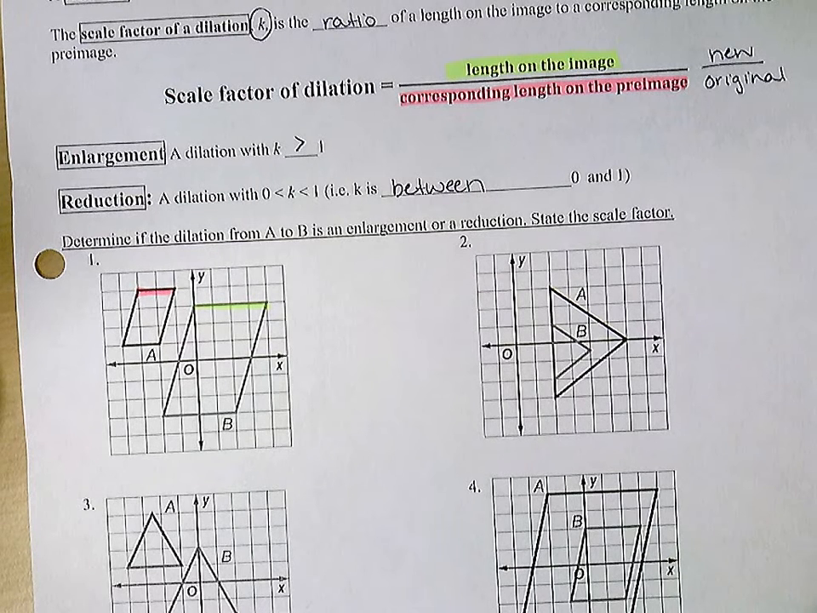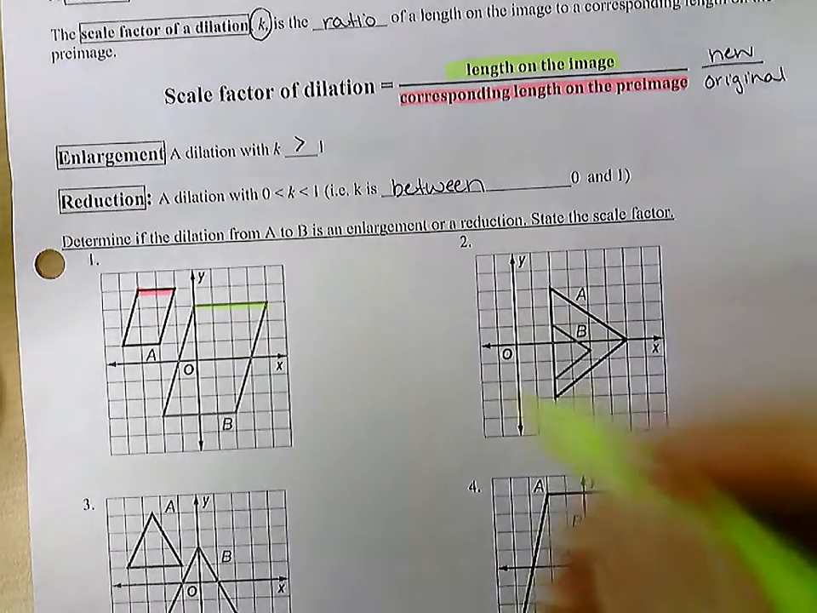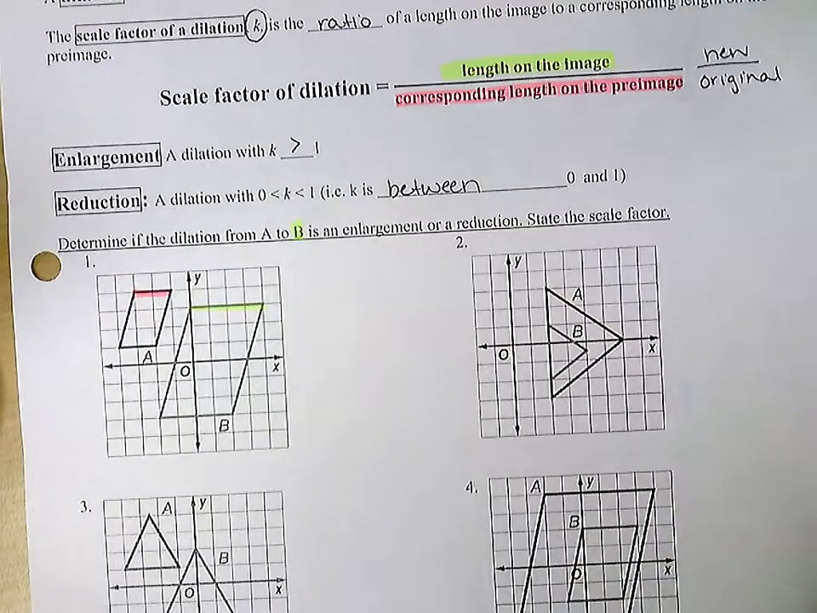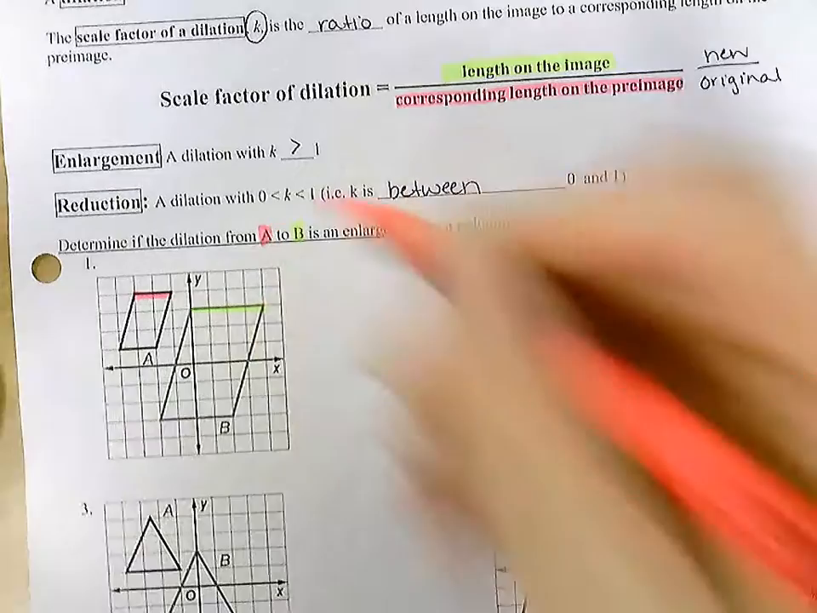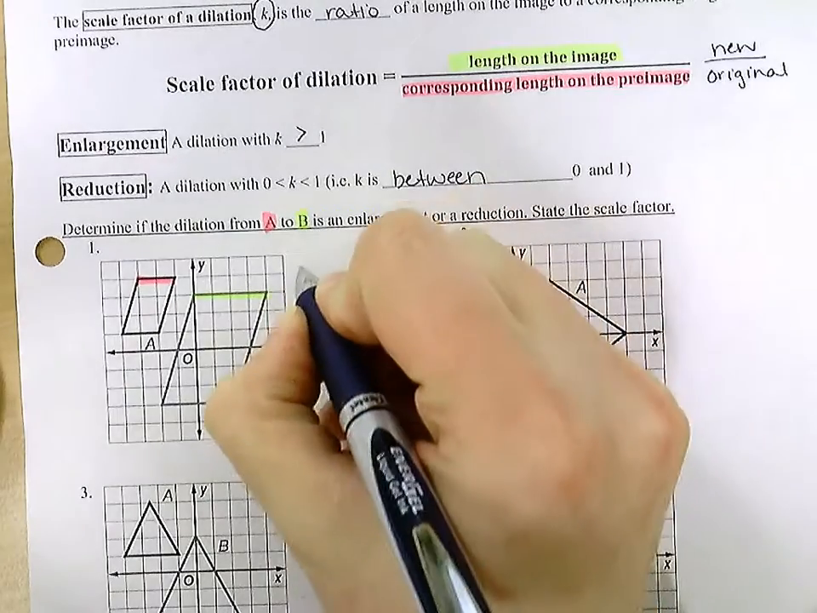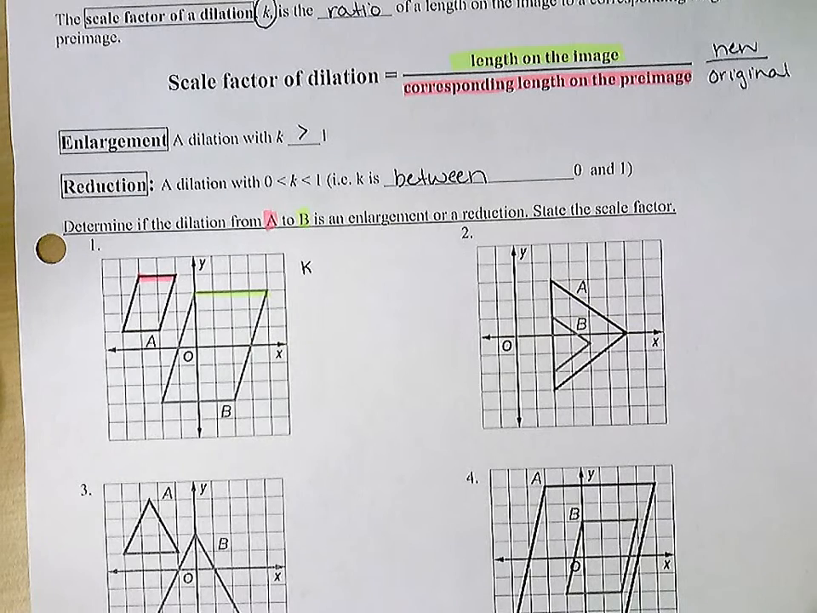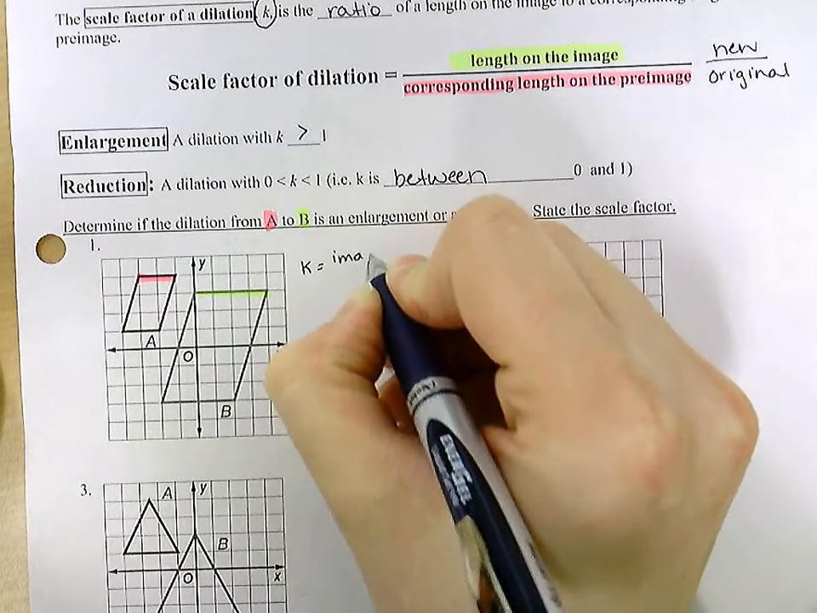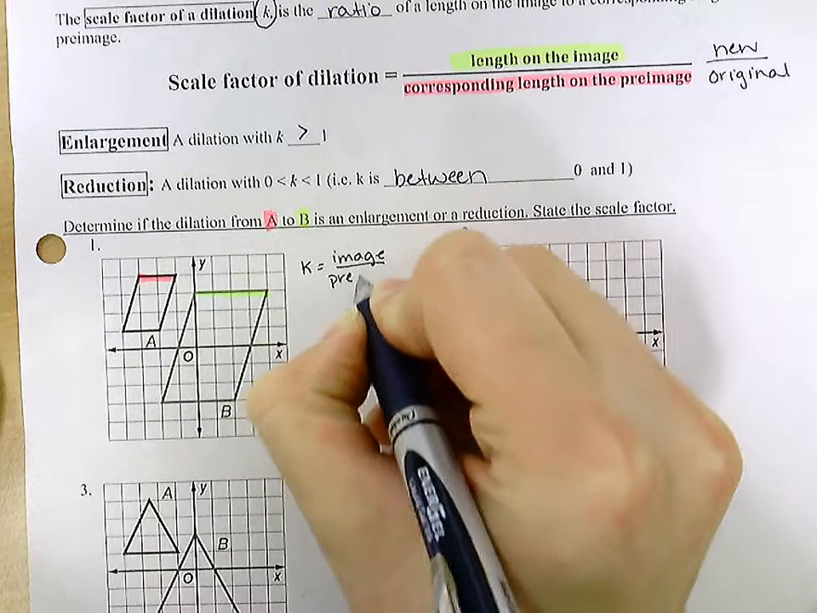Okay, so I'm just going to kind of highlight how I highlighted in my scale factor up at the top there. So our new one, again, is B. Our original is A. So we have B as the image, A is the pre-image. Okay, that's going to help us create this scale factor. So our scale factor is K. Again, that's equal to the image over the pre-image.